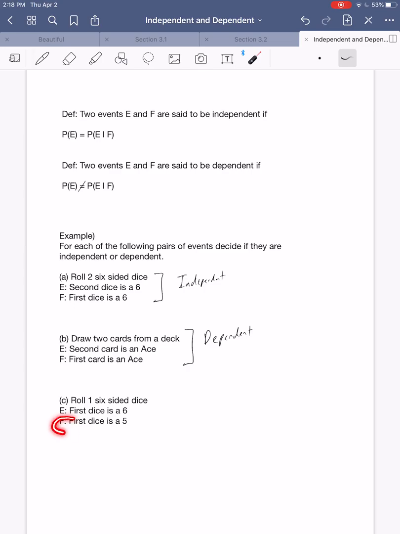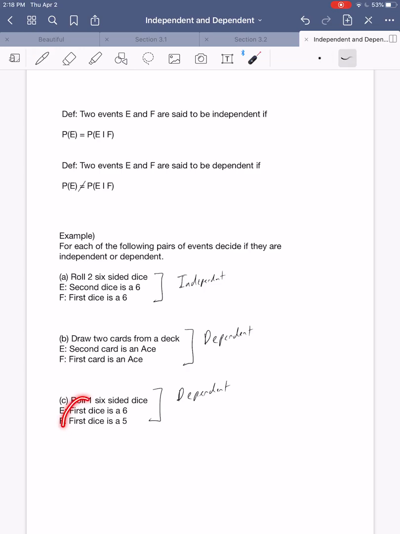If you know that the dice is going to come up as a 5, does that change the probability that the dice is going to come up a 6? Well, yeah, because you're only rolling one dice. If you know that it's going to come up as a 5, then you know it will not come up as a 6. So knowing this gives you a tremendous amount of extra information. So this would be an example also of a dependent pair.